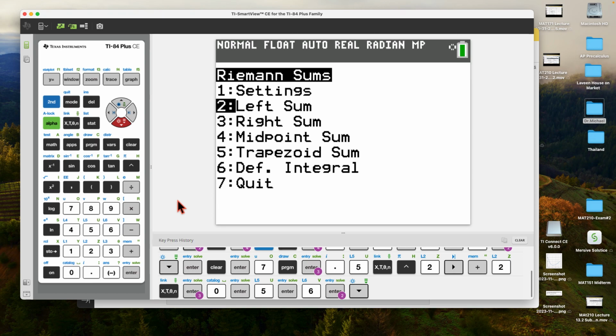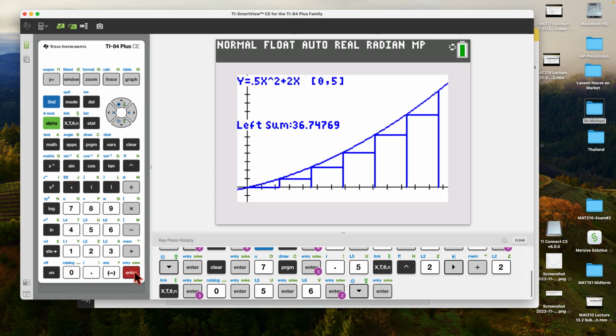And again, I'll show you the picture. It'll kind of make sense once you see what we're doing. Left sum. And I'm going to hit enter. What it did is it's drawing rectangles that go up to the function where the left corner touches the function. This first one's touching at 0, so notice it's very slim.